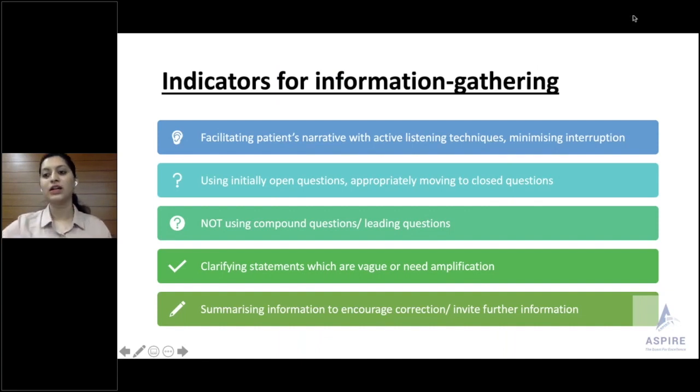All right, so we have indicators for information gathering. So all of these come under the clinical communicative criteria. So hang in there, guys, just another point regarding the assessment.